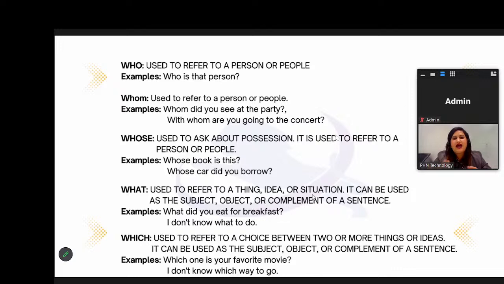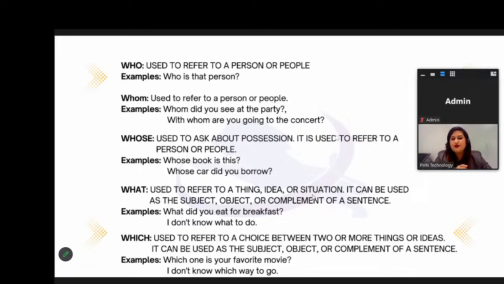For example, I got a pen and someone gifted that pen to me. We are colleagues, and you come and ask me, wow, who gave you this pen? The colleague doesn't know the name of the person who gifted it. So whose car is this? Whose book is this? This is an example for whose. Now, the next one is what.